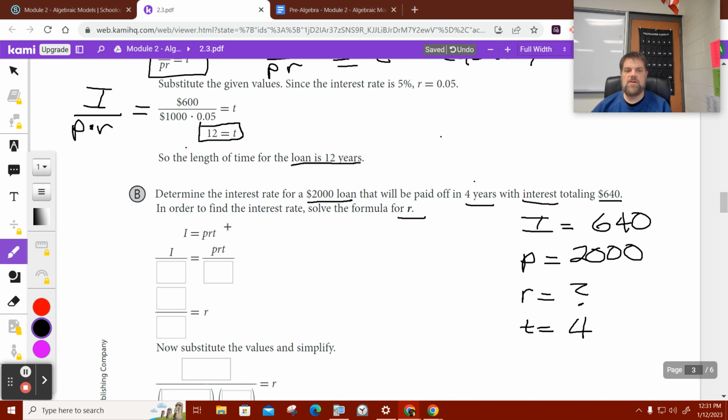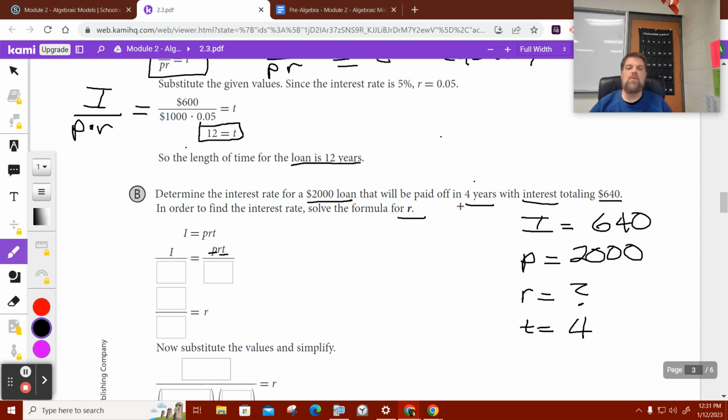All right. So now we've got to solve for R. So when I solve for R, I need to move the P and the T away. What is the P doing to R? When you have 2 letters next to each other, what does that mean they're supposed to do mathematically? Multiply. So what is the inverse of multiply? Divide. So I'm going to divide.